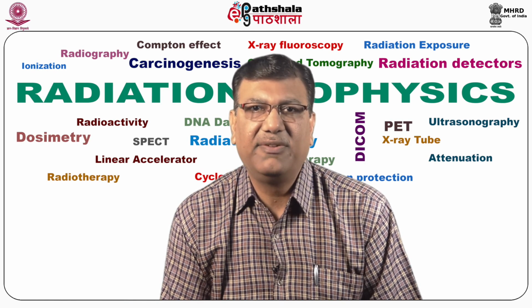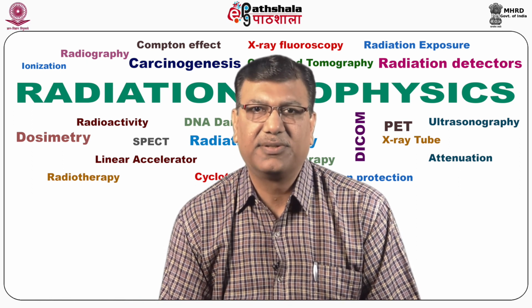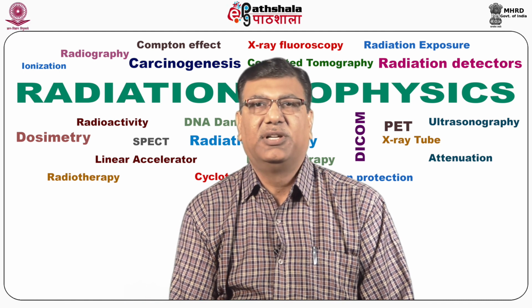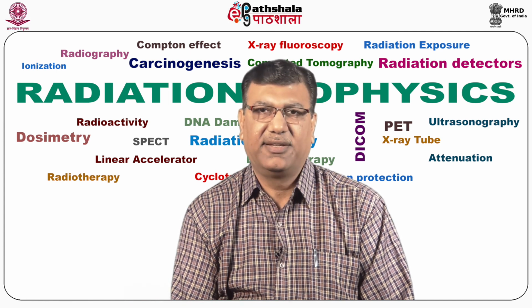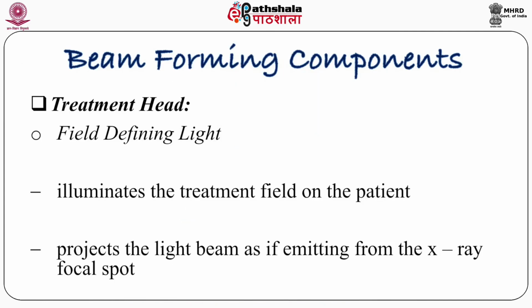It also contains a field defining light, which illuminates the treatment field on the patient, and we have to make sure that the radiation field and this optical light coincide with each other. It projects the light beam as if emitting from the X-ray focal spot. It is identical to the X-ray beam, which makes the treatment more accurate. We are able to see visually where X-rays are falling on the surface.